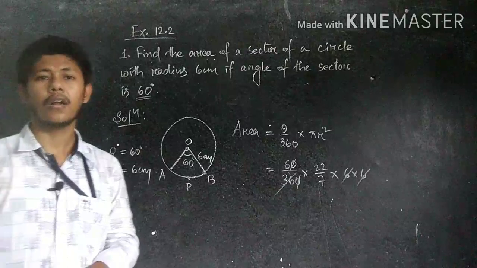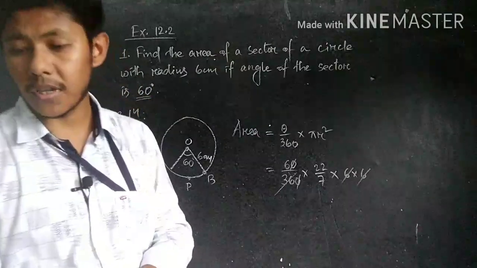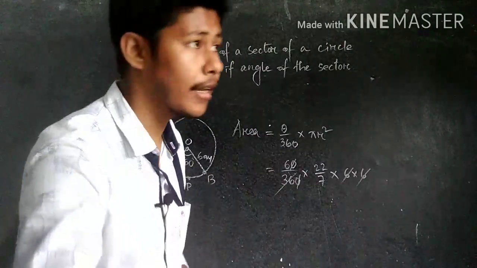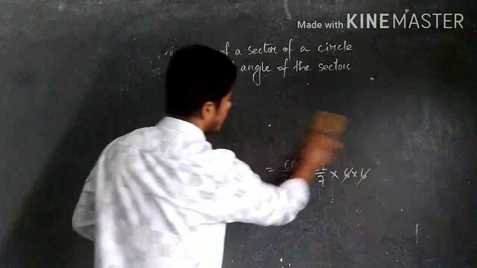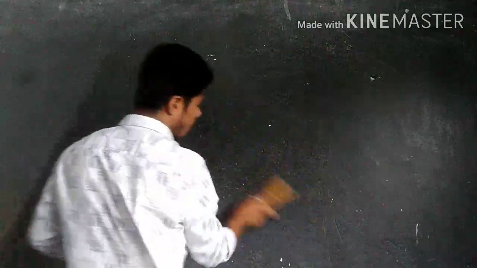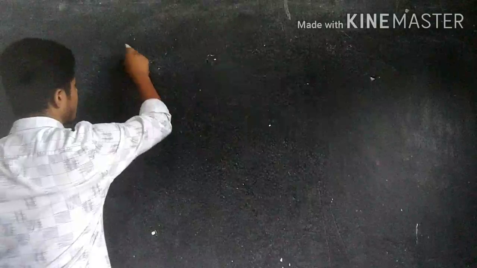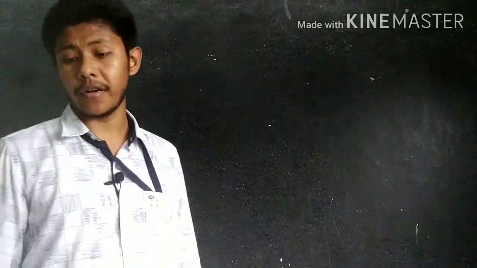Is it clear? Okay. Now if you see the next question, question number 2: find the area of a quadrant of a circle whose circumference is 22 centimeter. In this case, we have to find out the area of a quadrant. So first of all, we have to know the basic concept about the quadrant. What is a quadrant?